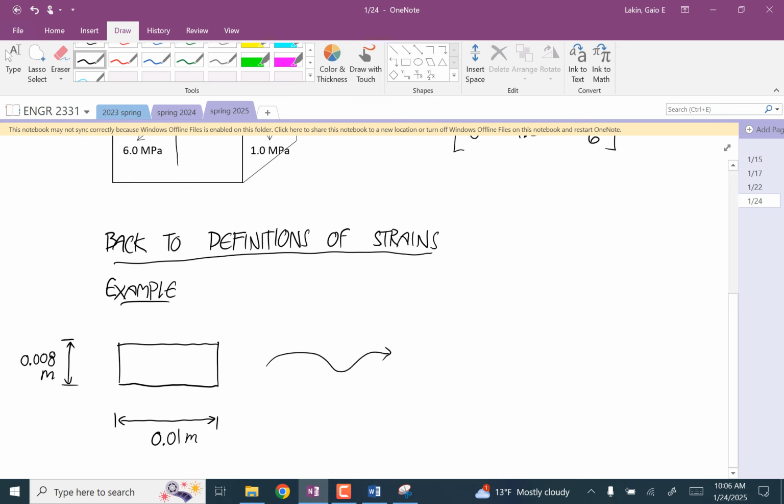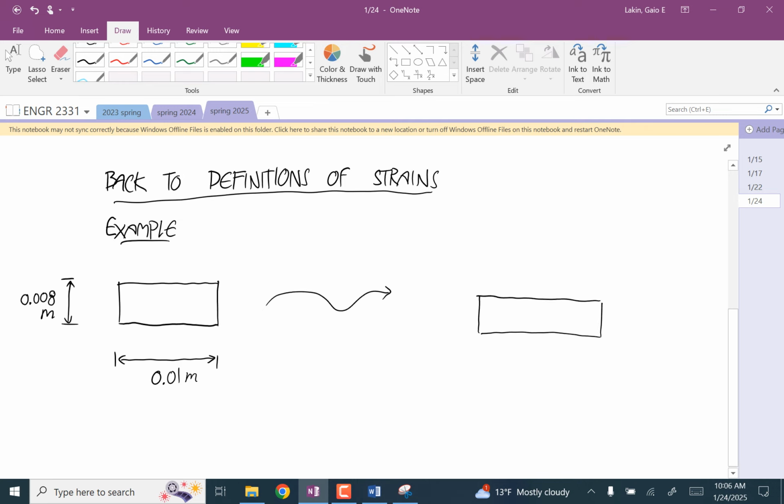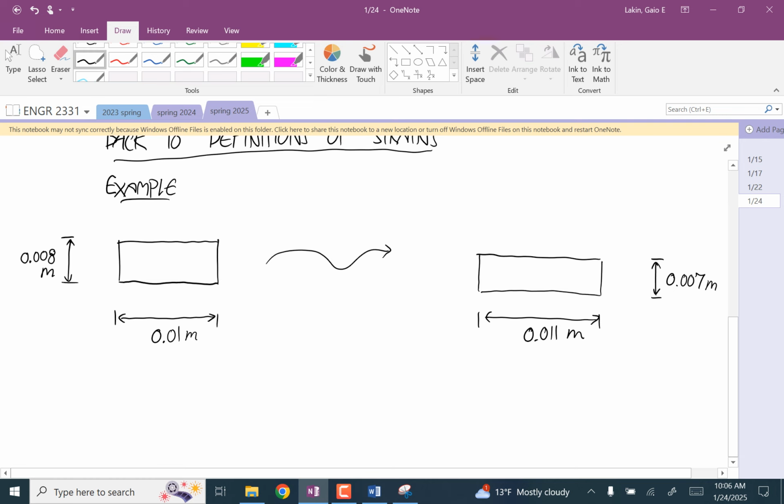And then after deformation, the long side elongates a little bit, the short side shortens a little bit, and we have 0.011 meters for the length, and for the height, we have 0.007 meters. And the Z is unchanged. We're using a coordinate system like this.